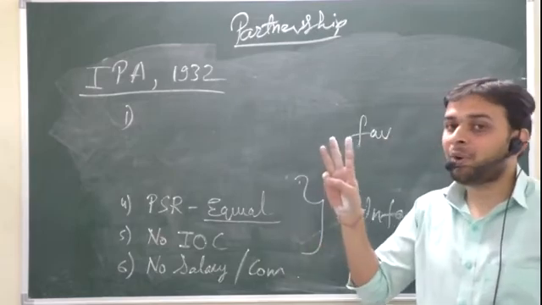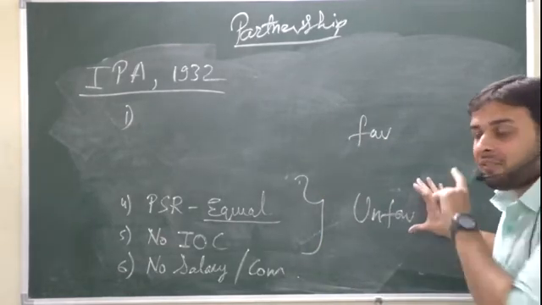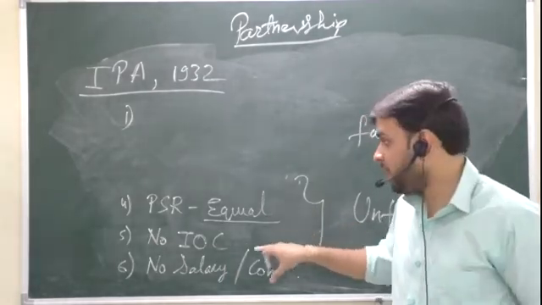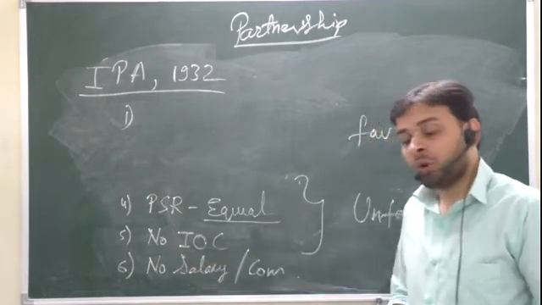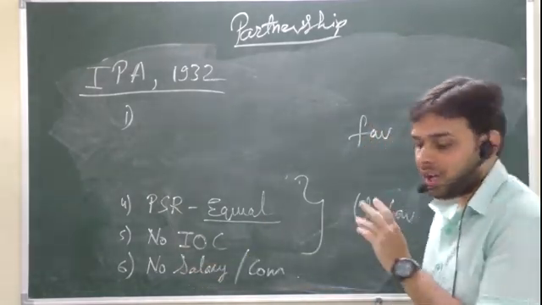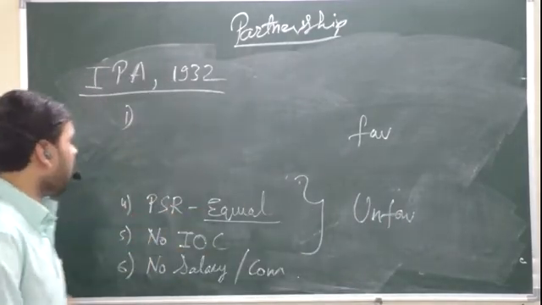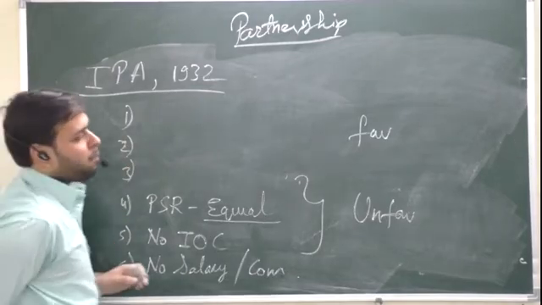So these 3 points we have discussed are considered unfavorable points. That is, the profit sharing ratio will be equal, no interest on capital, and third, no salary and commission to the partner. Now we are moving to the next 3 points, that is, the favorable points for the partner.